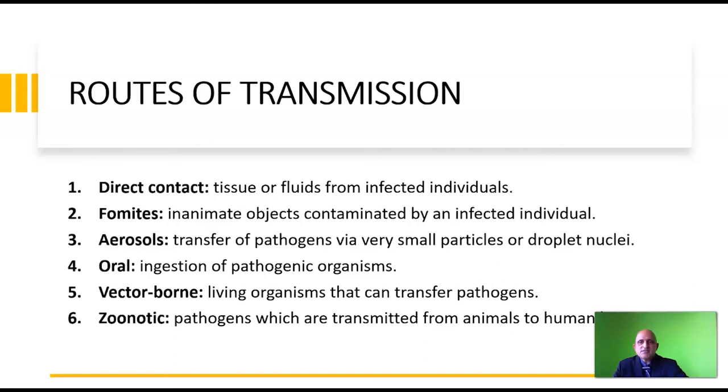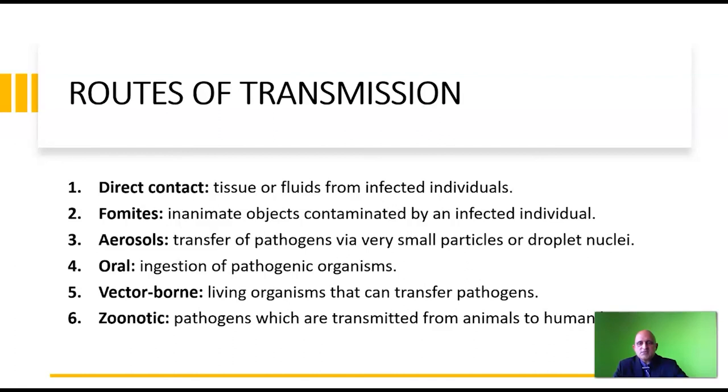The third route of transmission is via aerosols. Pathogens can be transmitted via very small particles or droplet nuclei, as in the case of respiratory viruses. The fourth route of transmission is the oral route. Pathogenic organisms are transmitted via foods which we consume, and this enter the digestive system and can cause diseases and other conditions which can be fatal to human subjects.